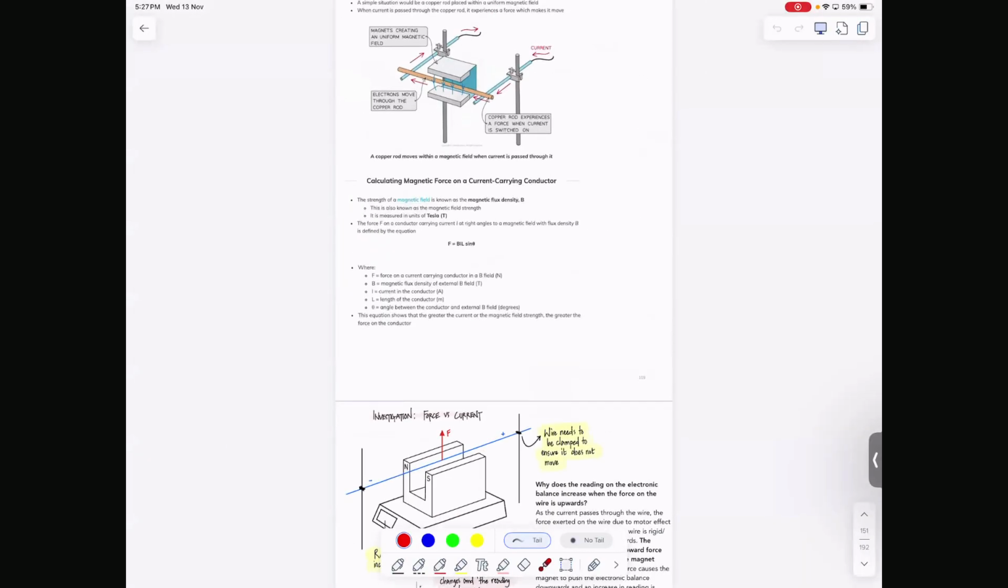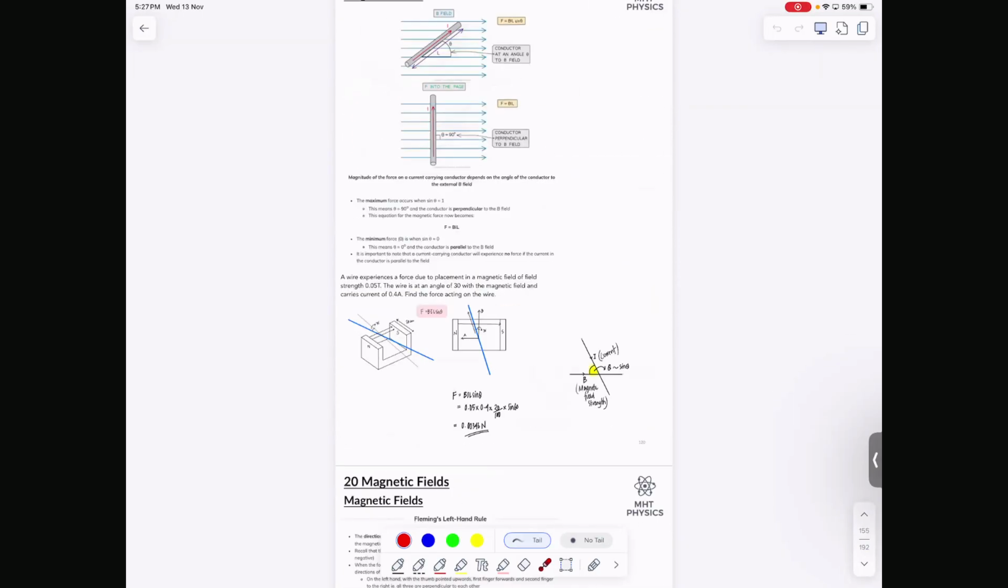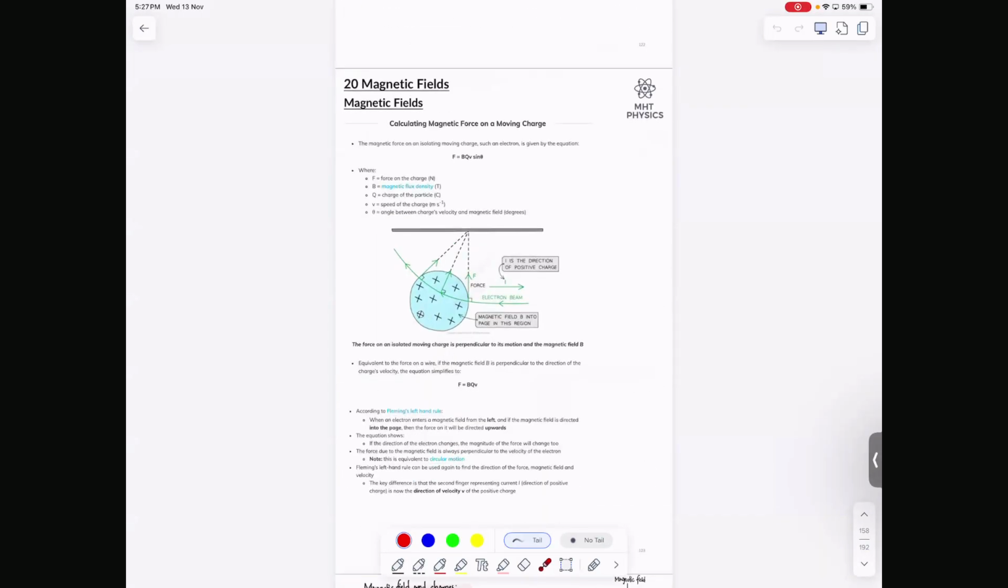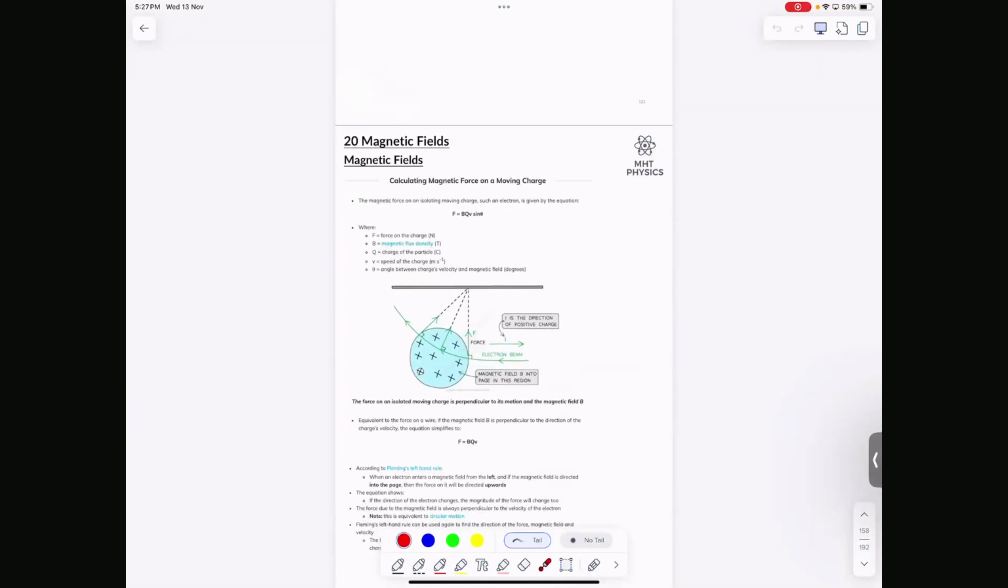This is the end of motor effect, by the way. There is nothing more on motor effect. So I'll compile everything and give the notes on it. Our next class will be on magnetic field and charges.